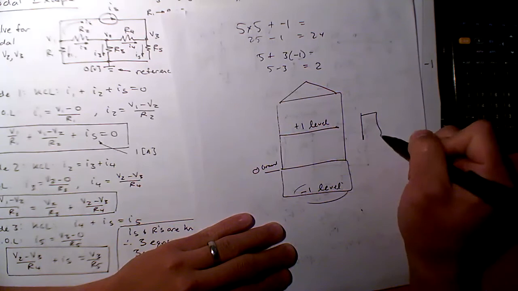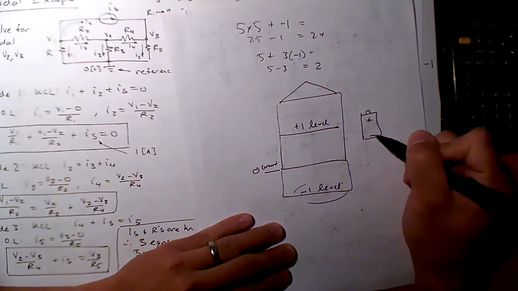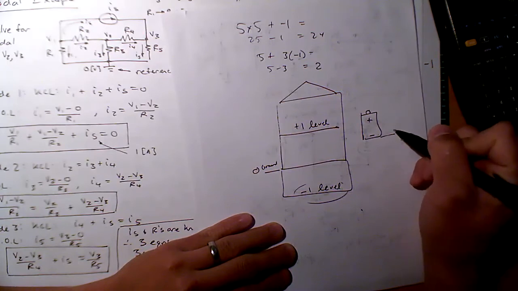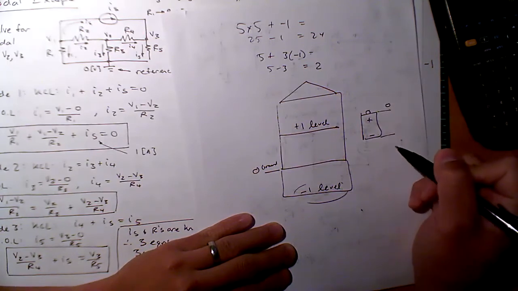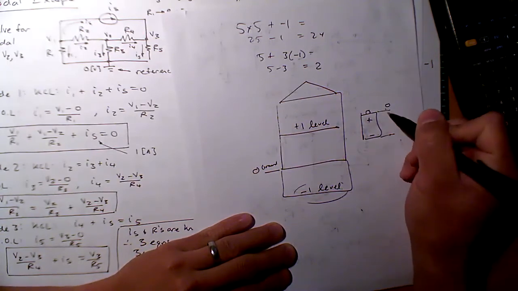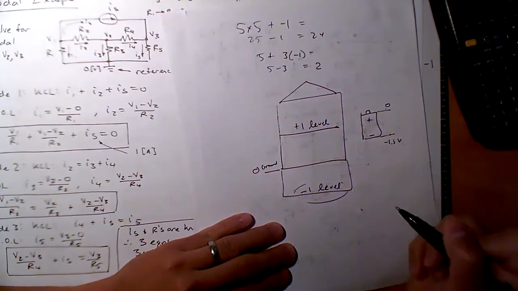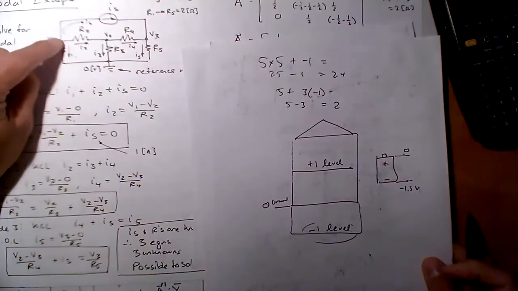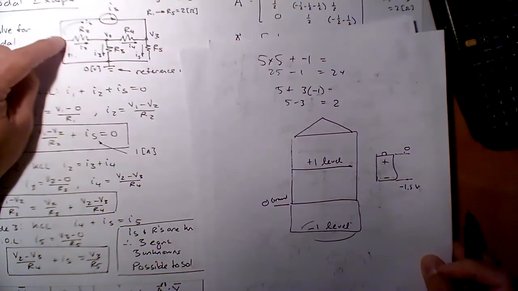Maybe you could think of it like a battery. Here's a battery with a plus and minus, right? Usually you think of this as 0, but what if you thought of this as 0? Well, then this point relative to here becomes -1.5 volts. So hopefully that clarifies what it means to be -1.